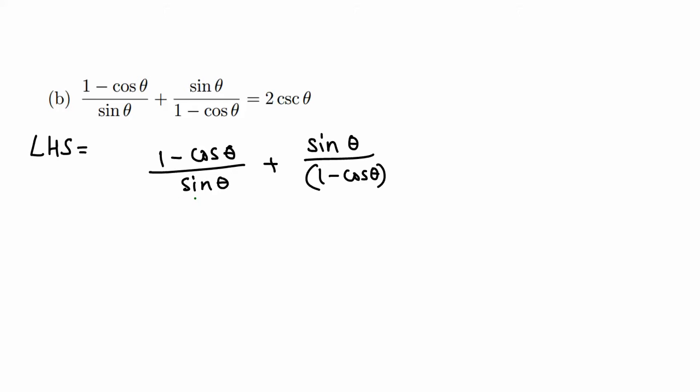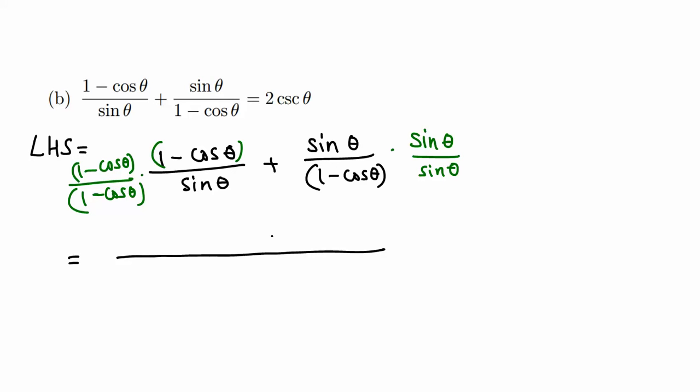Now let's take the LCD. The LCD would be sine theta times this quantity. To make a common denominator, we multiply the second fraction by the bottom of the first, which is sine theta over sine theta. We multiply the first fraction by 1 minus cosine over 1 minus cosine, as a block. Now we have the common denominator, 1 minus cosine theta quantity times sine theta.